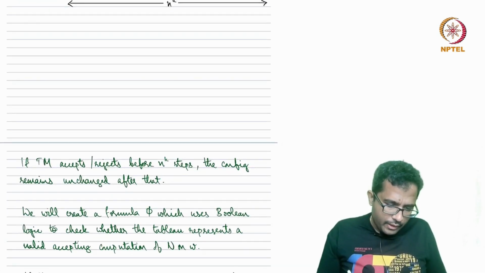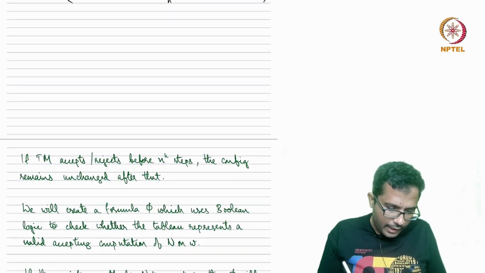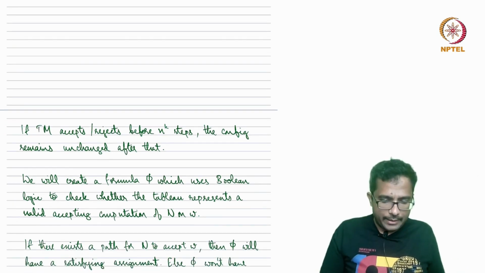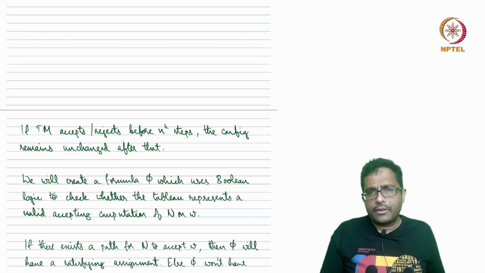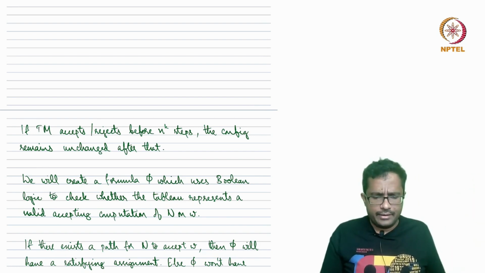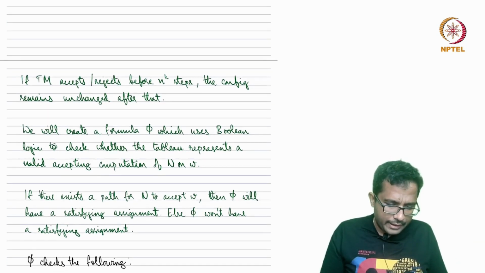Okay, and if the Turing machine accepts or rejects before n^k steps, then we don't change the configuration, it remains unchanged. We may assume that we just repeat the configuration, okay? So that's not really such an important detail.